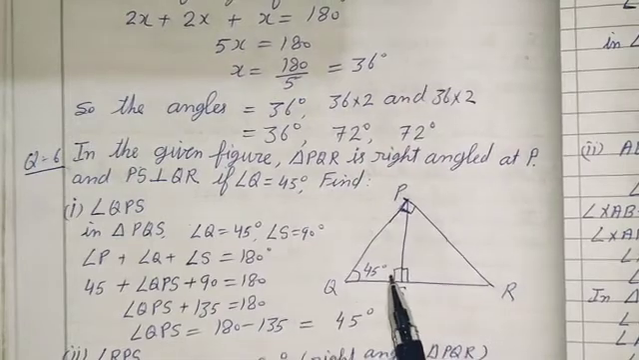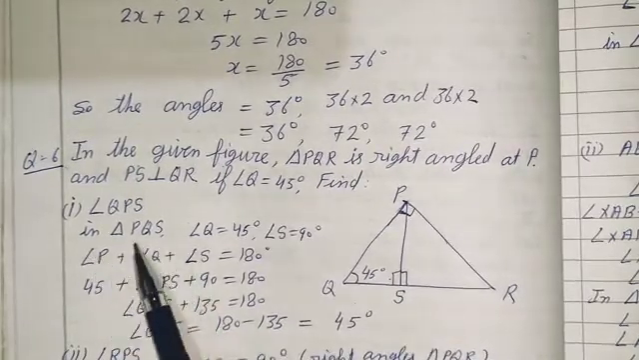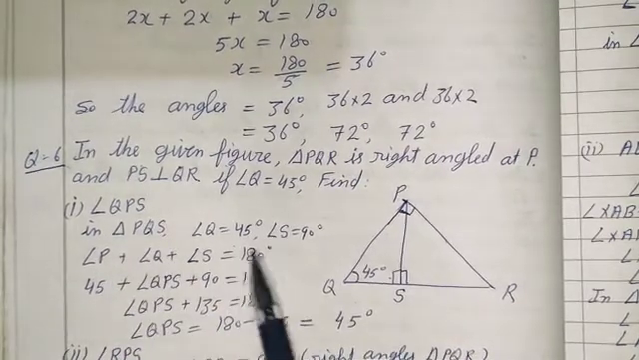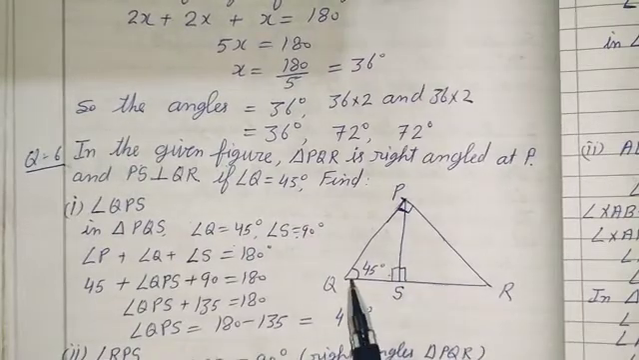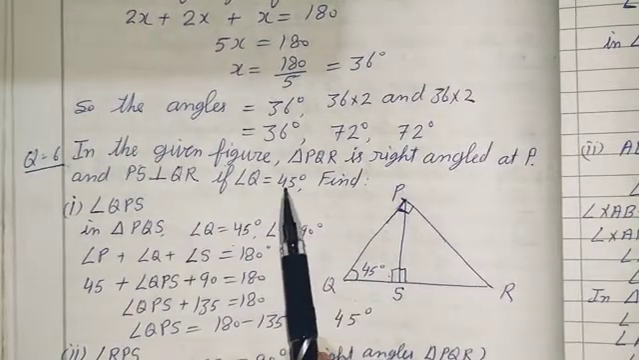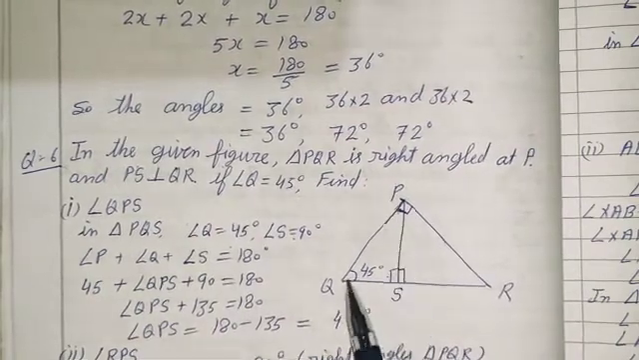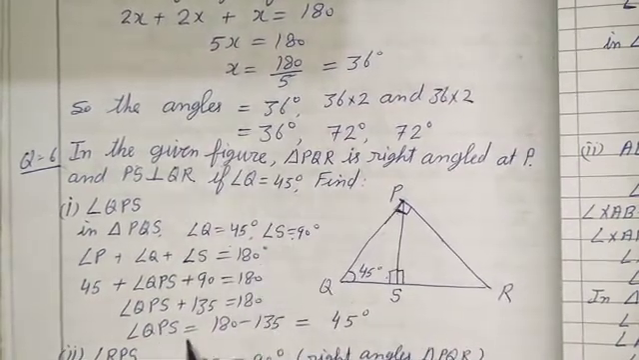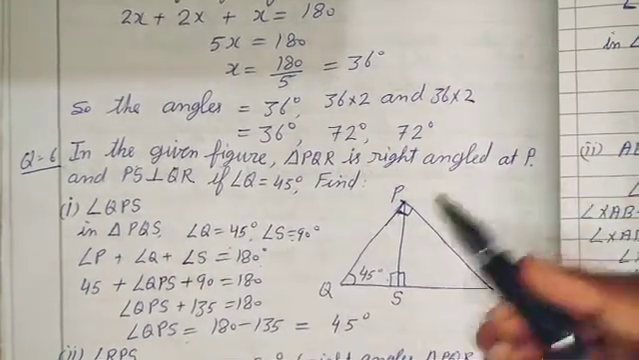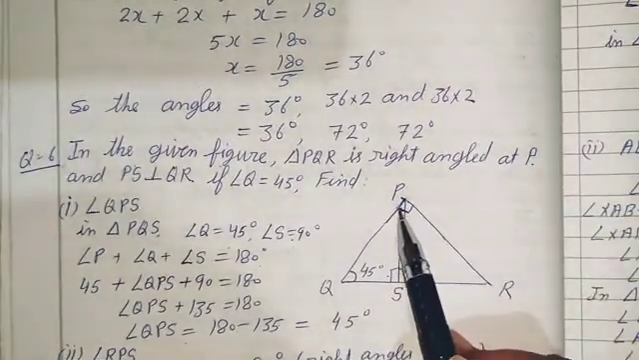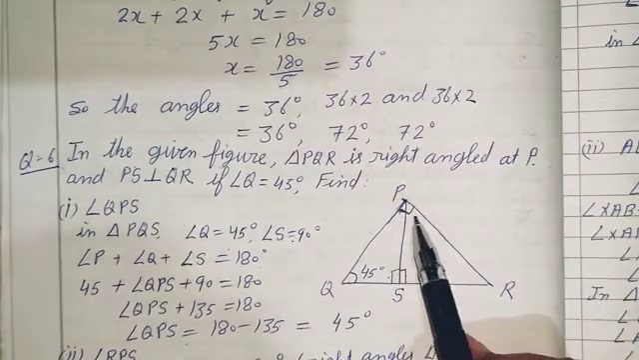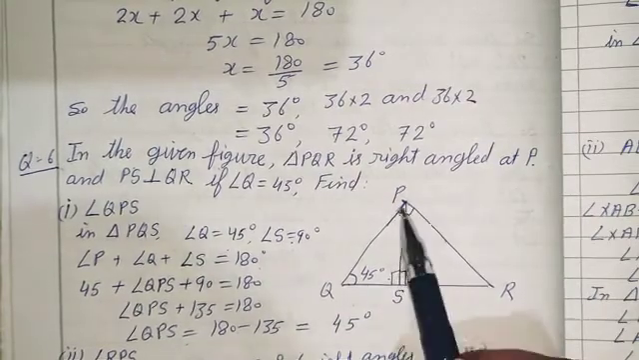So in triangle PQS, Q equals 45, S equals 90 degrees. This is given in the question. We can find this angle by the angle sum property. Angle P plus angle Q plus angle S equals 180. So angle QPS equals 180 minus 135, which is 45. In this question, we have to find only this angle, not the whole, because the whole is given as 90. We have to find only this much angle in this triangle.